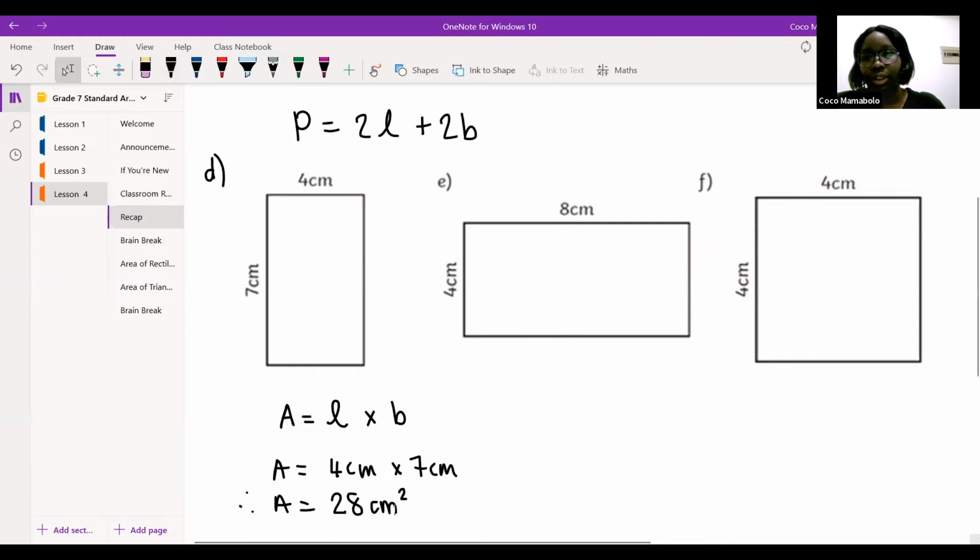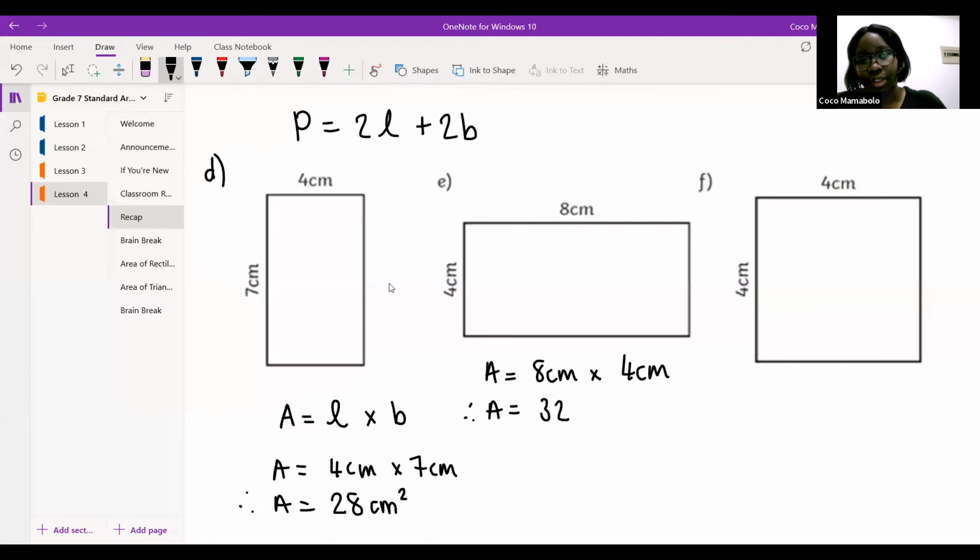All right, Rolivua, next one. Let's go. Area equals 8 times 4 centimeters. Therefore, area equals 32 centimeters squared. Excellent. Well done. Amazing stuff. All right, Carrie, next one. Let's go.